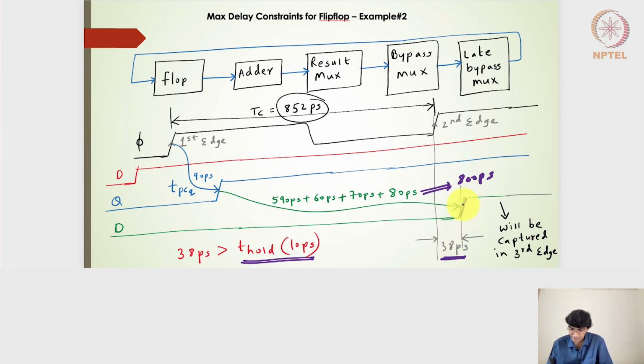So this particular output of the combinatorial circuit, which is given to the flop, will be captured now not in the second edge but in the third clock edge, right? So it will not have any setup time failure effects.